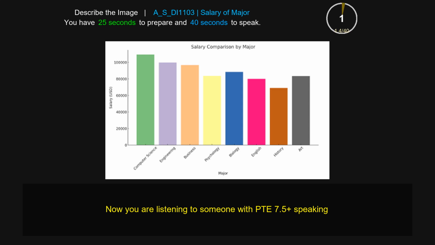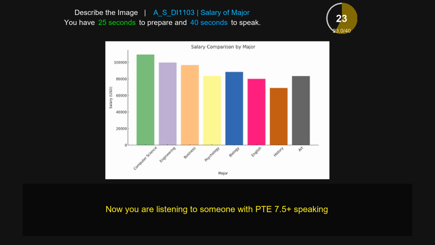The given image is a bar graph that gives us information about salary comparison by major. The x-axis represents major and the y-axis represents salary in USD. The highest value can be seen for computer science, which is approximately 150,000, represented by green color, and the lowest value can be seen for history, which is approximately 70,000.